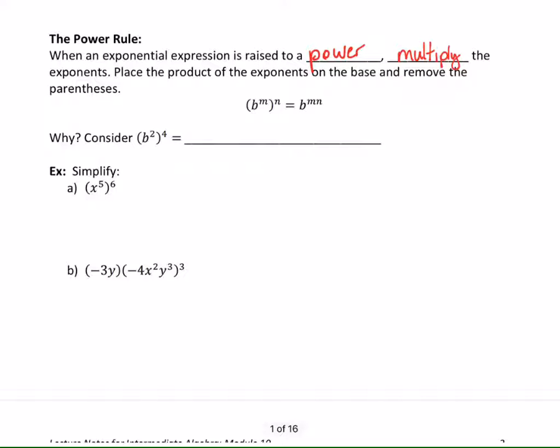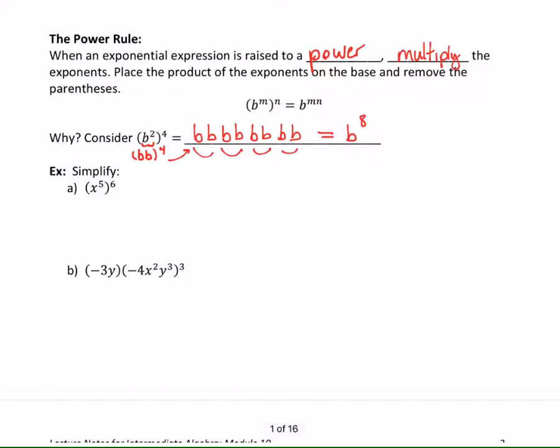So b squared raised to the fourth would be what? B to the 8. B to the eighth. Now let's explain why. What's b squared actually mean? It means b times b, right? And if I do that to the fourth, I get b times b, 4 times. 1, 2, 3, 4. But how many b's are actually there? 8. So you can see why you multiply in this case, but you add in the other case.